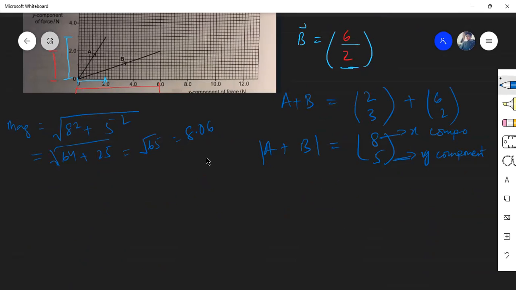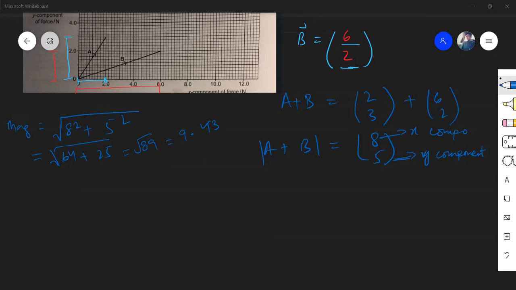4 plus 25, sorry, so sorry. This comes out to be under root of 89, which equals 9.43. Okay, do you get it now? I'm sorry, I just made a mathematical error. Yeah, I get it.